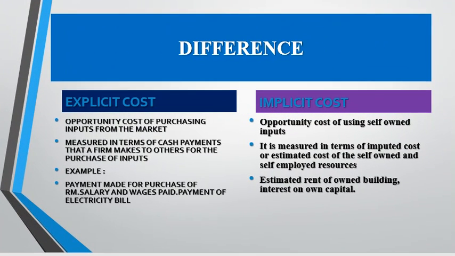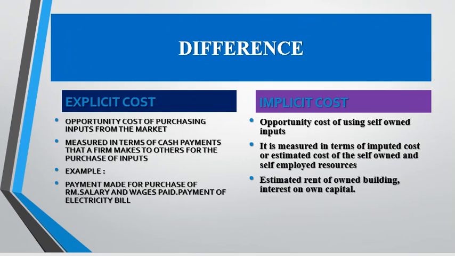So what is the difference between explicit cost and implicit cost? Explicit cost is the opportunity cost of purchasing input from the market. It is the cost which in actual we pay to outsiders. It is also called out-of-pocket cost. So it is always made in terms of the cash payment that a firm makes to the outsiders for the purchase of inputs and services. Like we are making payment for the purchase of raw material, we are paying wages to the workers, salaries to the employees, and electricity and telephone bills. These are all explicit cost.